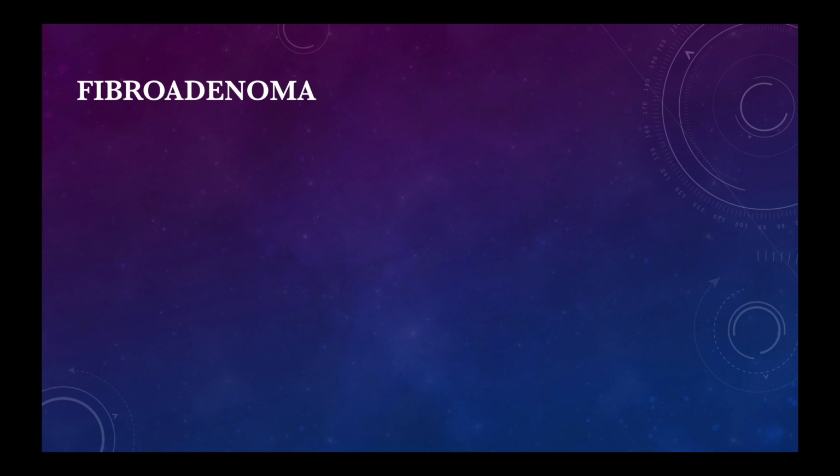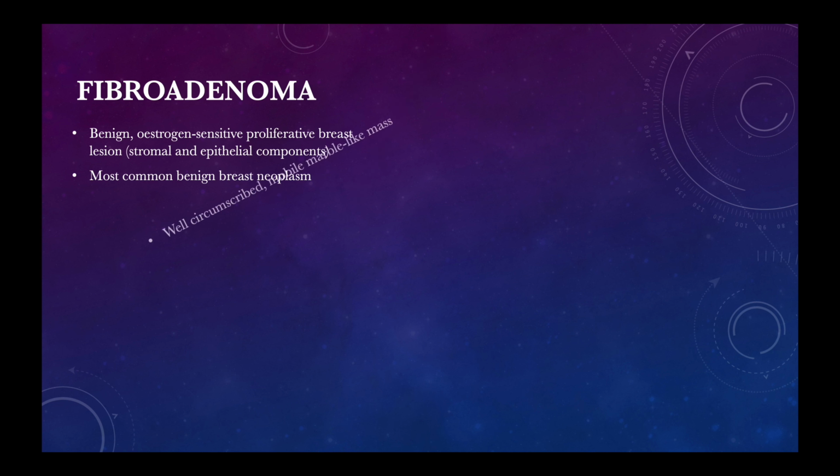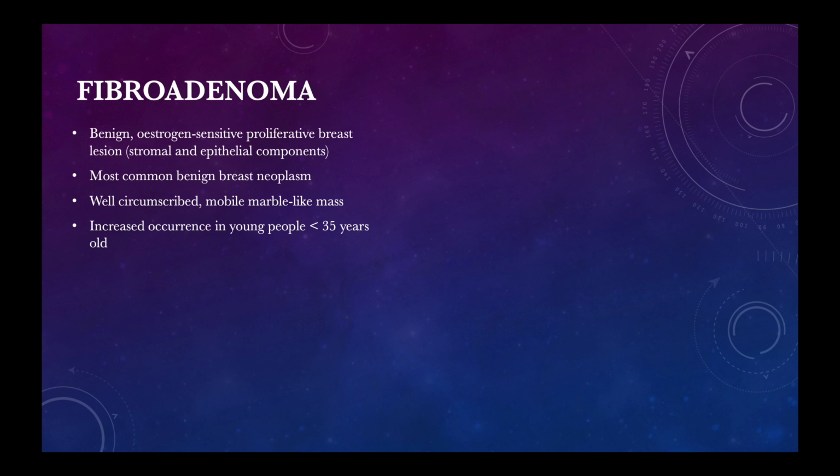So we're going to move on to a fibroadenoma, which is basically a tumor of fibrous tissue and glands present in premenopausal women. It's very estrogen sensitive and is actually one of the most common benign breast neoplasms. It's very round, well circumscribed, and you can actually move it. It's not fixed like tumors, it has a strict border, and you can move it around in the breast tissue. It occurs more commonly in patients who are less than 35 years old, so premenopausal women.